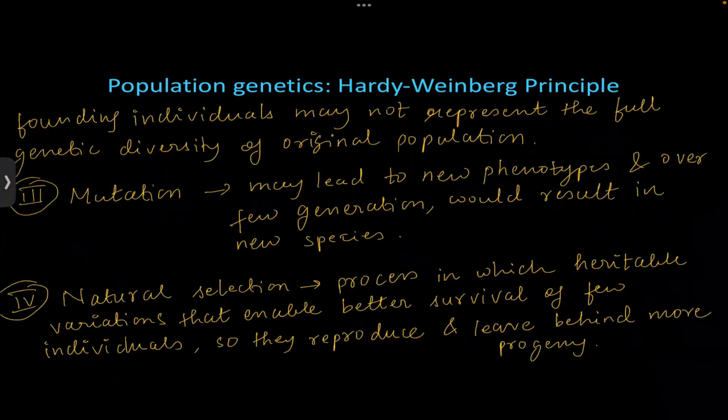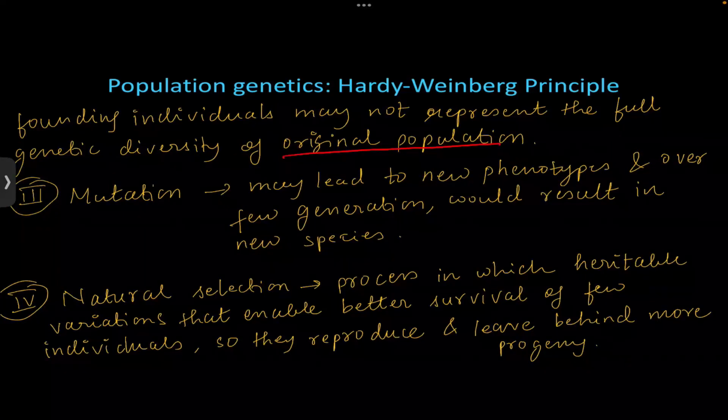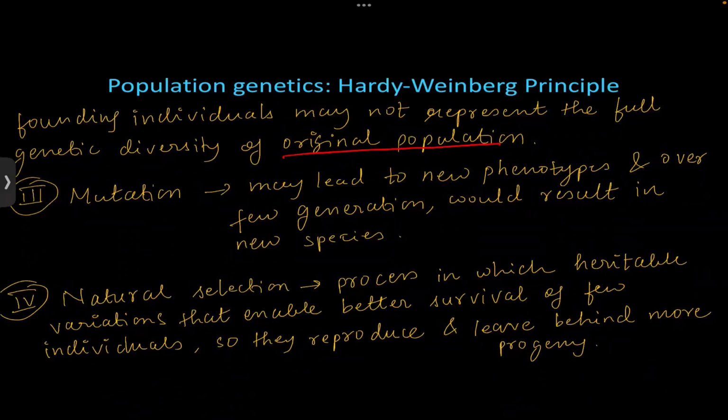The founding individuals in this case will not represent the entire genetic diversity of the original population. What this statement means is that these founders will carry only one or two types of alleles of different genes. But in the original population, for a gene, say there are 10 types of alleles. The genetic diversity that existed in the original population is not represented by these few individuals. The new population established by these founding individuals will have its genetic diversity decided by these founding members only, and it might be completely different from the original population.